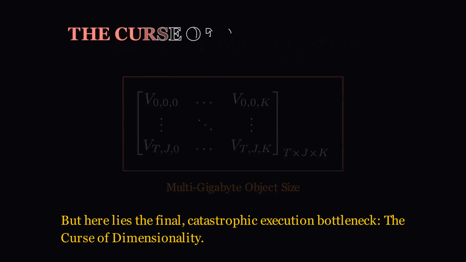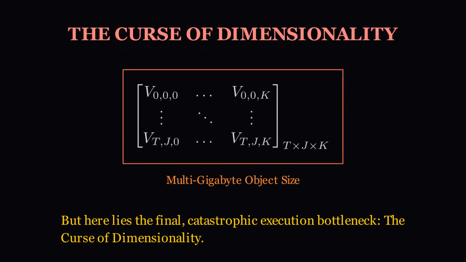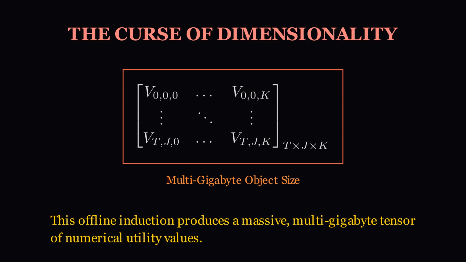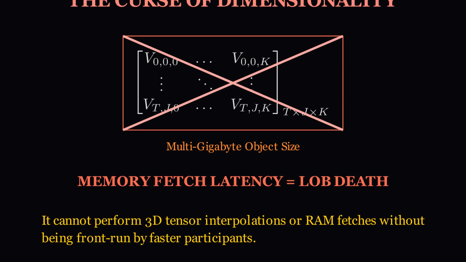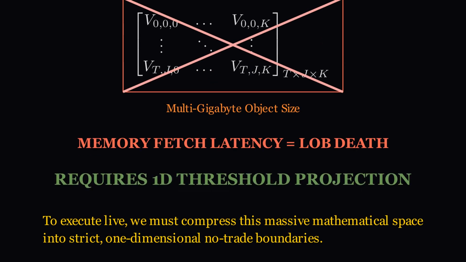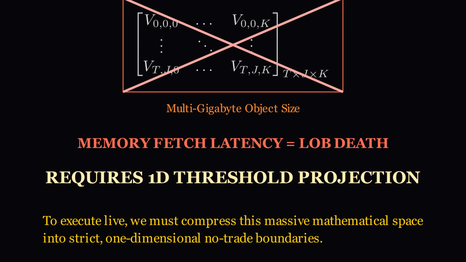But here lies the final, catastrophic execution bottleneck, the curse of dimensionality. This offline induction produces a massive, multi-gigabyte tensor of numerical utility values. A live statistical arbitrage engine operates on a strict microsecond latency budget. It cannot perform 3D tensor interpolations or RAM fetches without being front-run by faster participants. To execute live, we must compress this massive mathematical space into strict, one-dimensional no-trade boundaries.